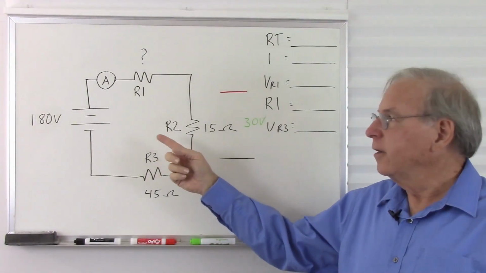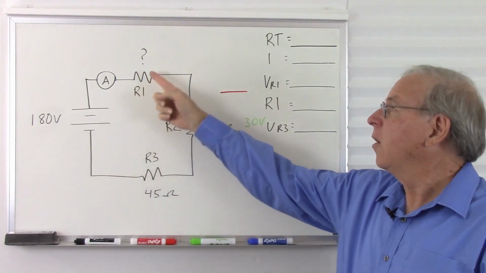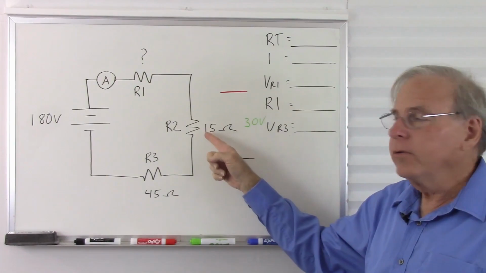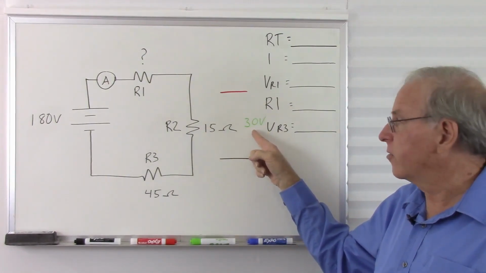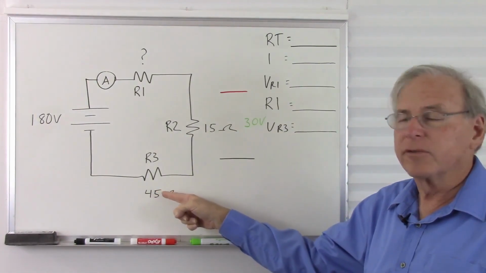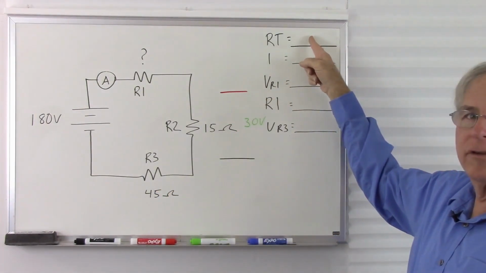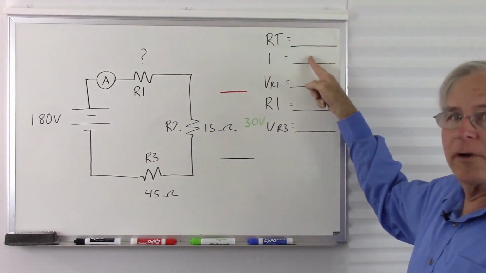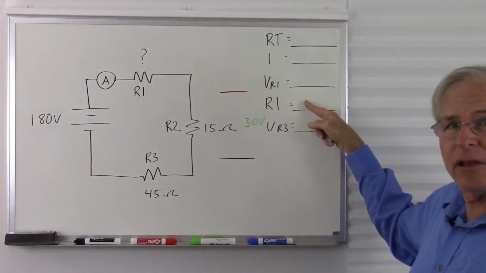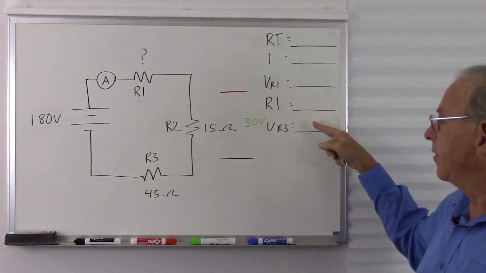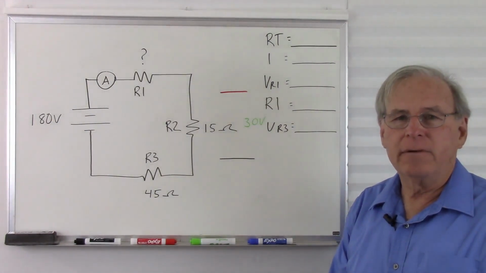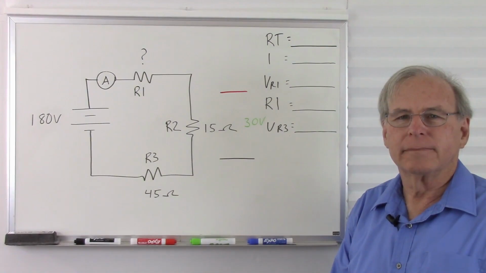This one's a little different. We have 180 volts. We don't know what the value of R1 is. We have R2, and it has 30 volts across it. We already know the voltage across R2, and R3 is 45 ohms. So this time we want to solve for our total resistance, total current. What is the voltage across R1? What is the value of R1? What is that resistor? And then the voltage across R3. Go ahead and pause the video and solve the problem.